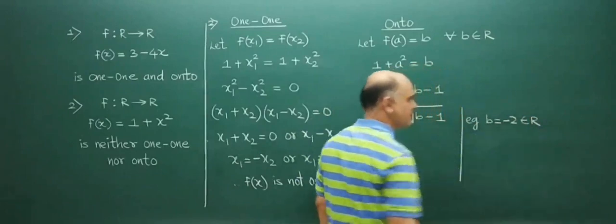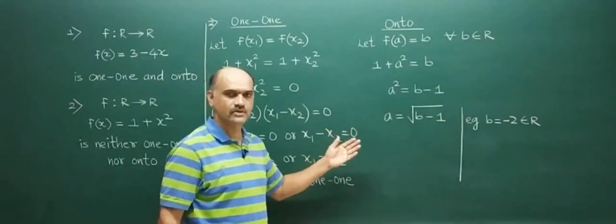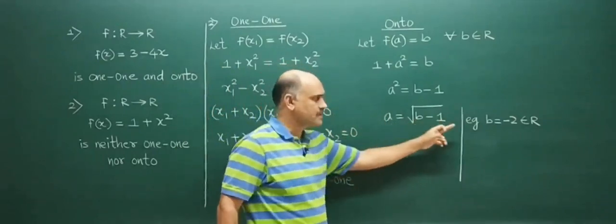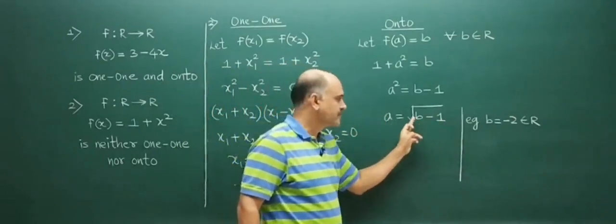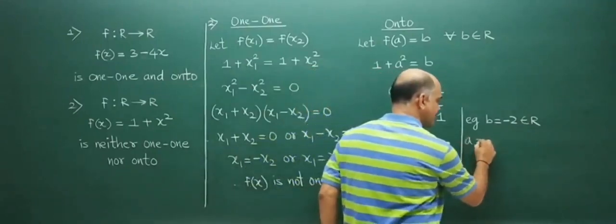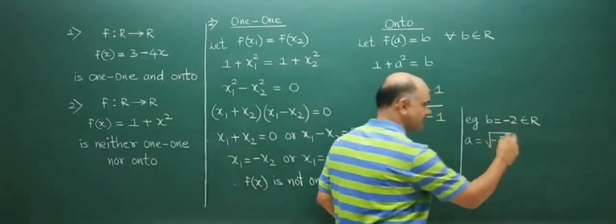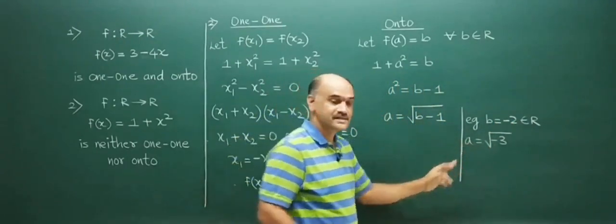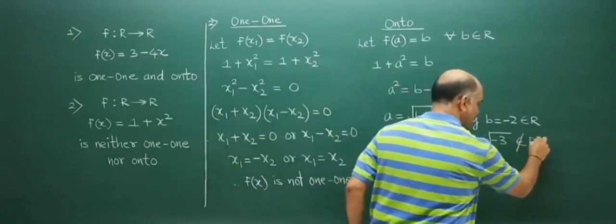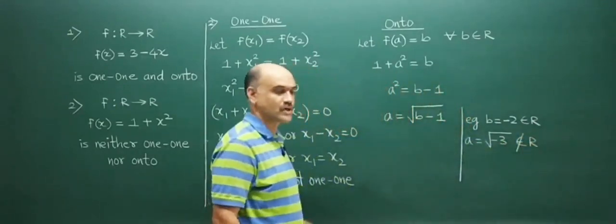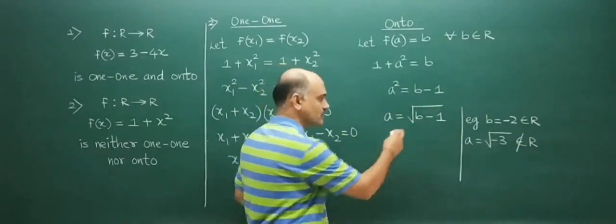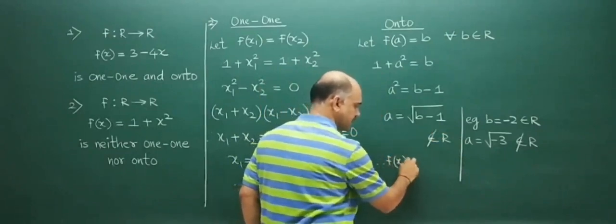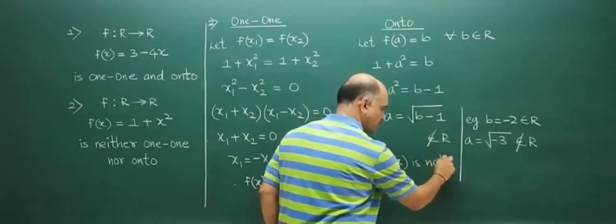If I take b is equal to minus 2, minus 2 is a real number. So if I substitute here, I will have a is equal to root of minus 3. Correct? Minus 2 minus 1 will be minus 3. Root of minus 3 is not a real number. It is a complex number. It does not belong to R. Therefore it is not onto. Therefore f of x is not onto.